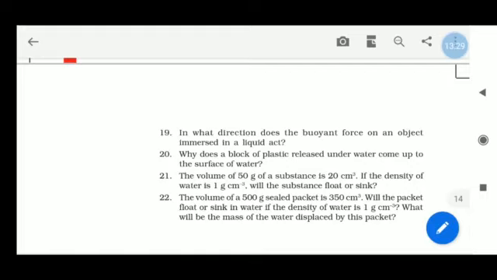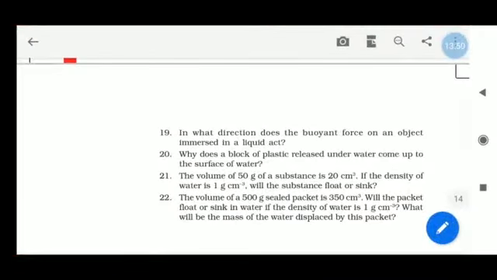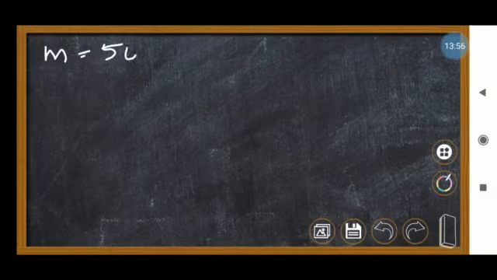When will the substance float or sink, what is the condition? When the density is very low, the object can float. When the density of the object is high, the object may sink. So first, the mass they gave is m equal to 50 gram.